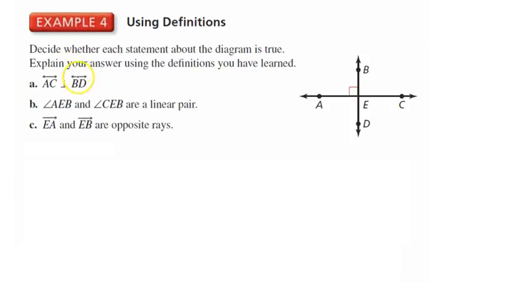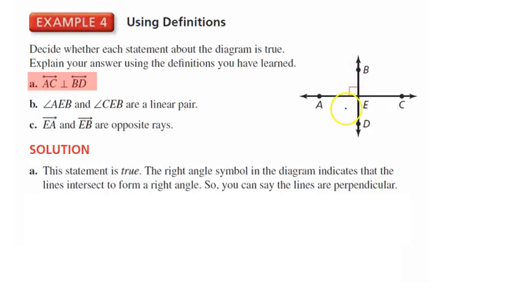Let's do an example about using these definitions. Let's decide whether each statement about this diagram is true. All right, let's start with A. Line AC is perpendicular to line BD. Well, let's see. These are two lines that intersect to form a right angle. Therefore, they're perpendicular. The statement is true. The right angle symbol here tells you that these lines form a right angle, so you can say they're perpendicular.